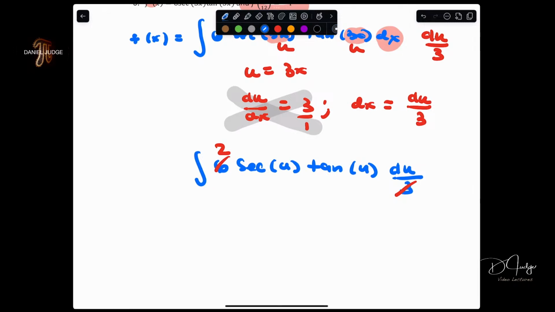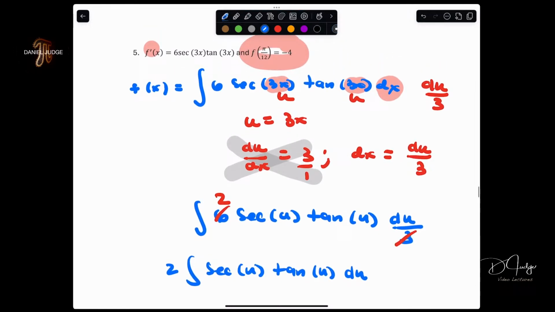Let me move something here. And we integrate. This is by u sub.